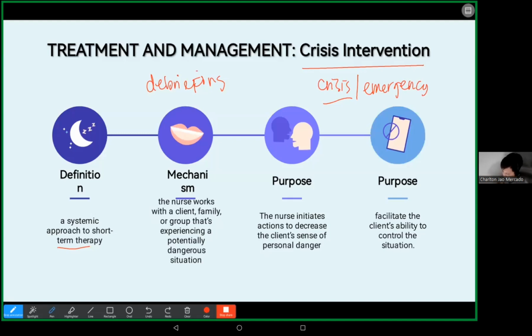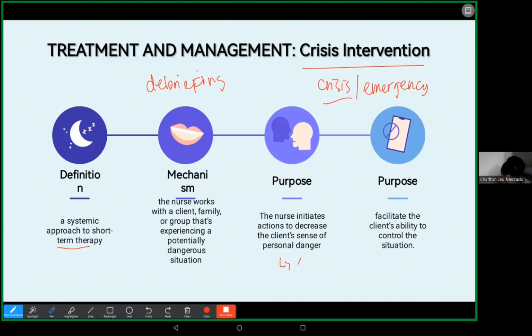So what happens here, the mechanism is that the nurse works with a client, family, or group that's experiencing a potentially dangerous situation or a dangerous situation that happened to them. And the purpose here is to initiate actions to decrease the client's sense of personal danger.